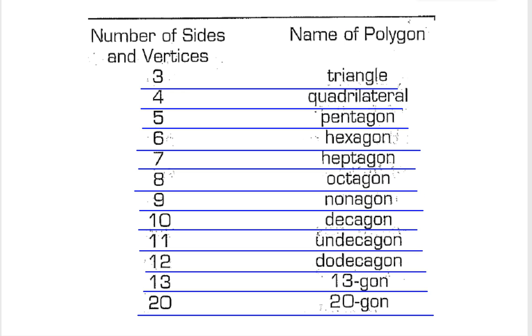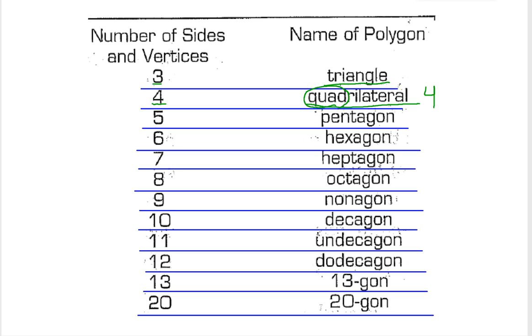Alright, so there are special names for polygons with 3, 4, 5, 6, 7, 8, 9, 10, 11, and 12 sides. A shape with 3 sides is called a triangle. Okay, so any polygon that has 3 sides will be called a triangle. Any shape or polygon with 4 sides is a quadrilateral. The word quad means 4, so that's a good way to remember it.